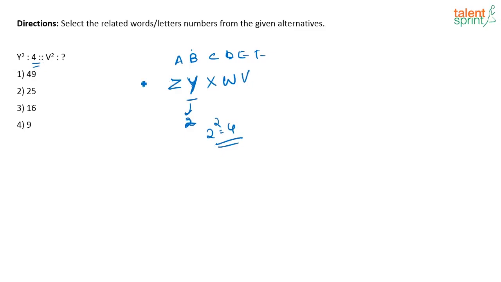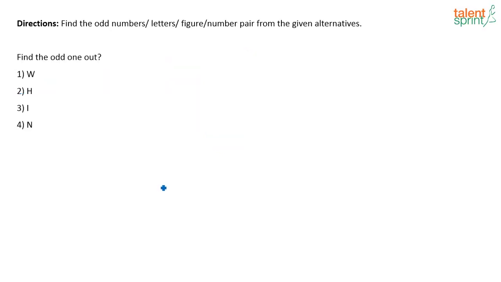Now if you look at the position of V from the reverse end, what is the position? 1, 2, 3, 4, 5. It is 5th from the back end. So what is 5 squared? 25. So that has to be your answer. This is the logic that is being used. Okay. See, we are looking at the position of these letters from the reverse order, and then we are squaring that value to get the answer. Correct answer will be option 2, that is 25.